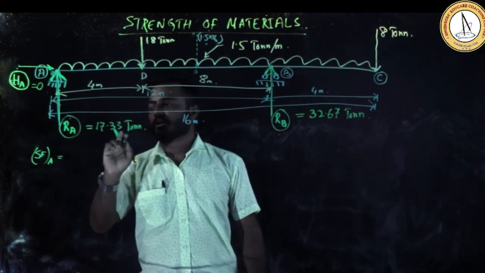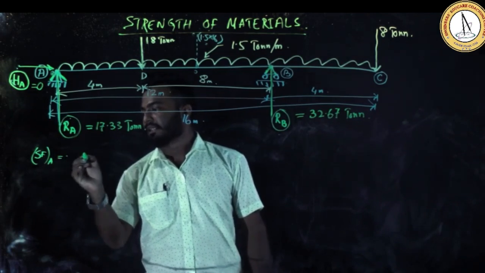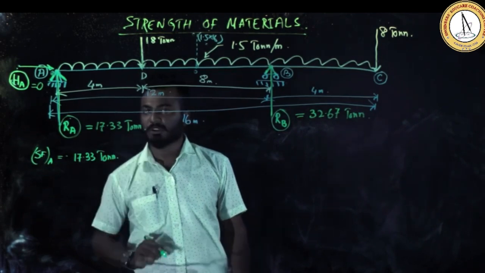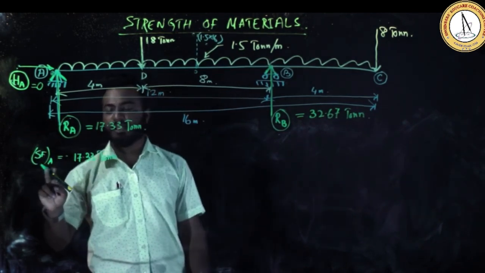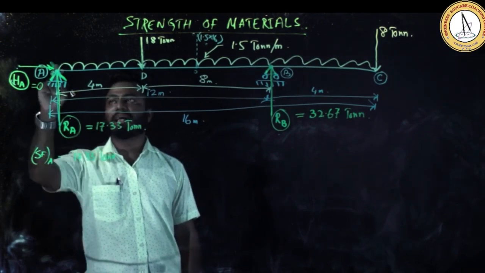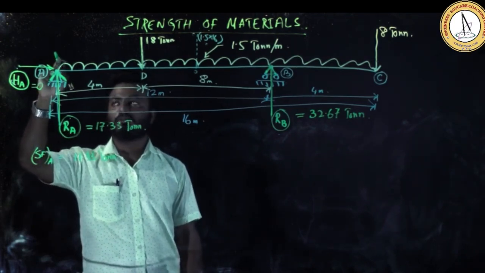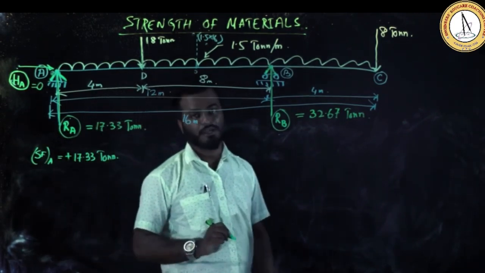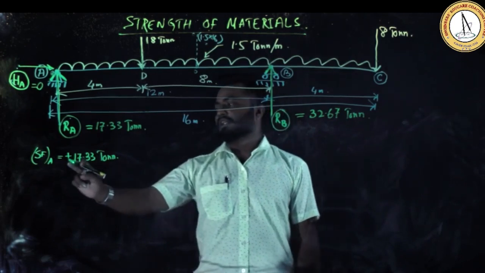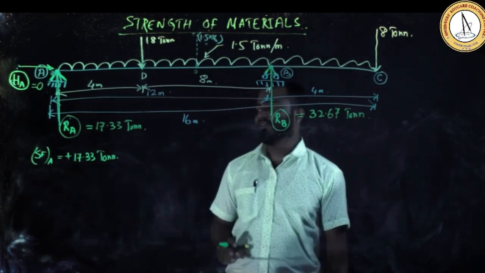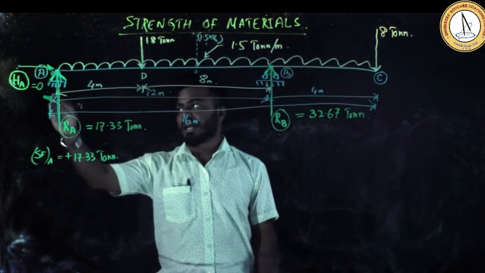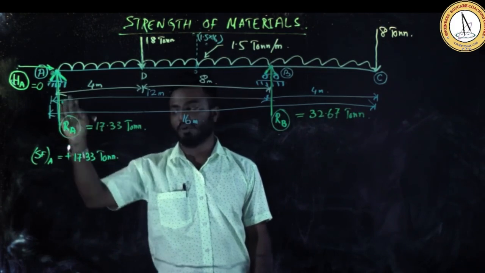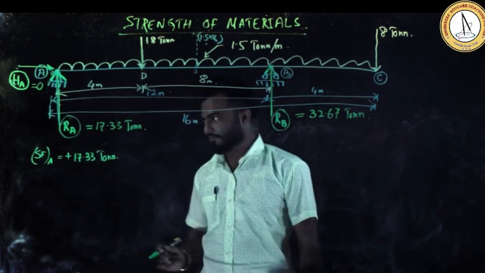Right side there is only RA. So this is 17.33 ton. Now should I consider positive or negative? I have started calculating from the left side, and in the left side there is a vertical force. So if you check the rule of sign convention for the shear force diagram, this should be positive. Okay, always you need to follow this rule. If you start to draw or calculate the shear force from the left side, and in the left side there is an upward force, you need to consider it positive.